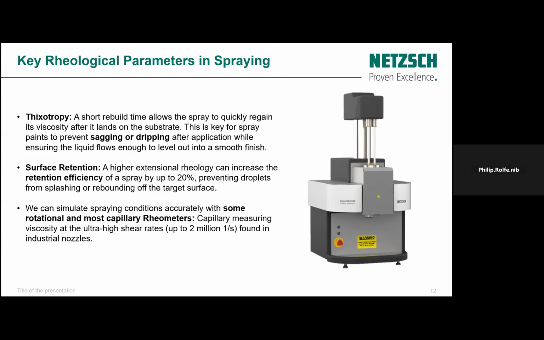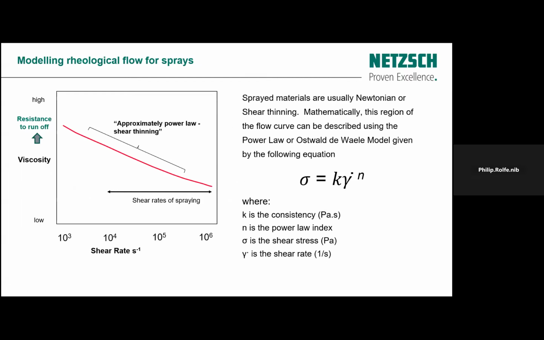And I think if you get a super narrow die, you can go up to 100 million reciprocal seconds. So this is for what we call a power law shear thinning liquid. Materials obviously can be Newtonian, but if they're shear thinning, it's easy to model with the power law model. And we can see here the stress is a constant times the shear rate to the power of n. And so the n value is the power law factor, and that shows you how shear thinning it is.